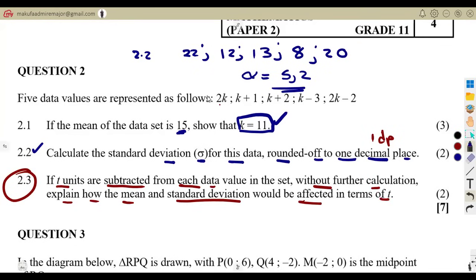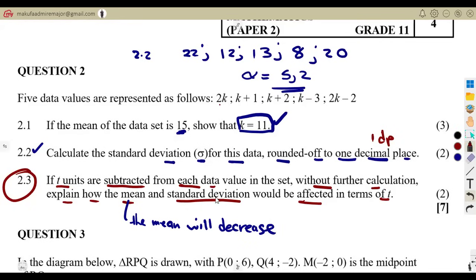As you are subtracting T, what is going to affect in terms of the mean? Is the mean going to remain as it is? Is it going to increase? No, the mean is going to decrease, all right? So the mean will decrease. You're subtracting, so that one is going to be a decrease, guys. So you're going to have a decrease in the mean.